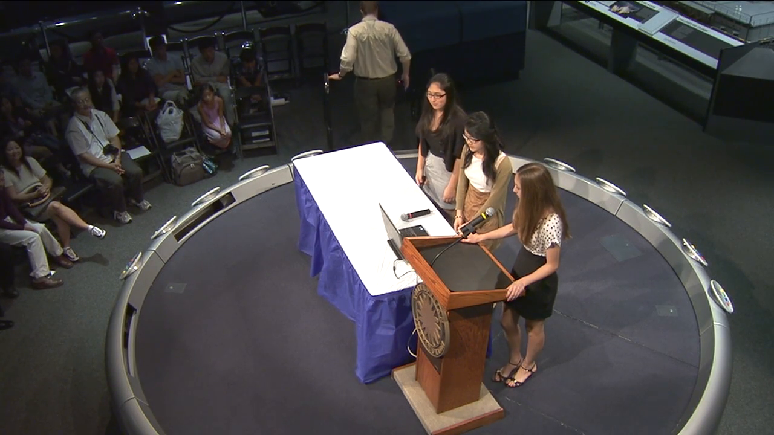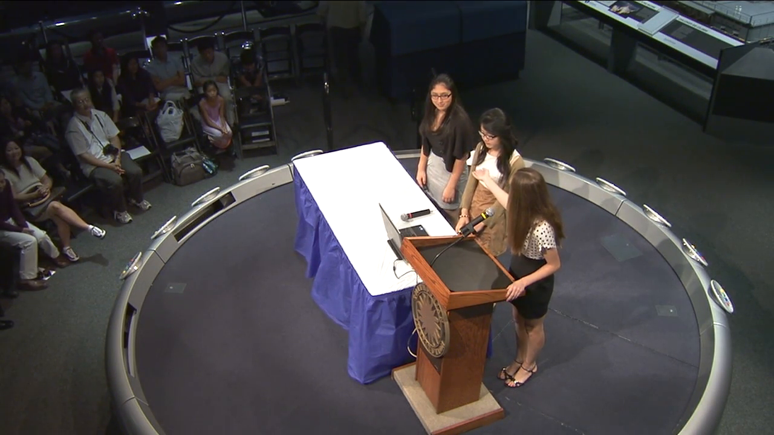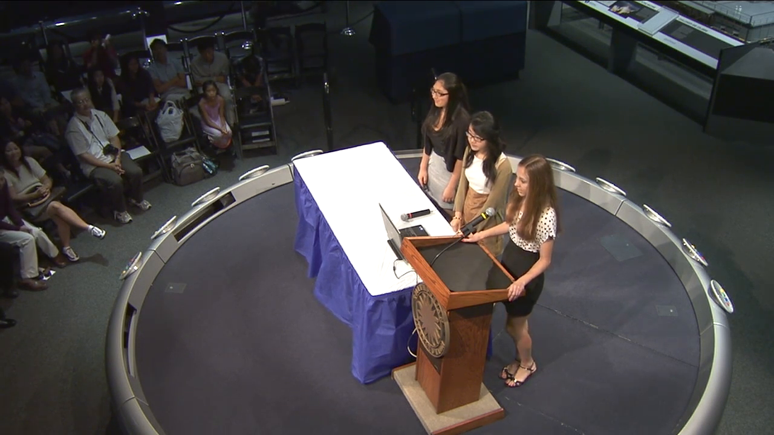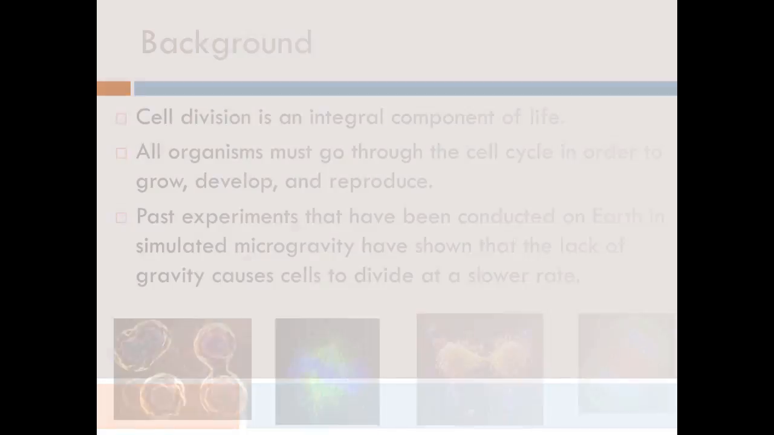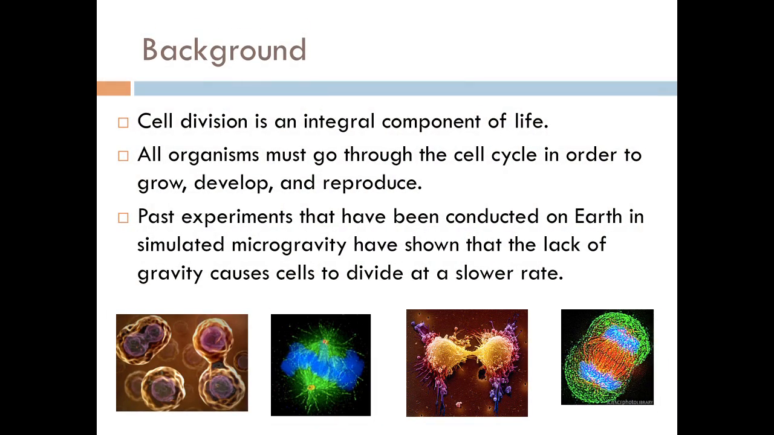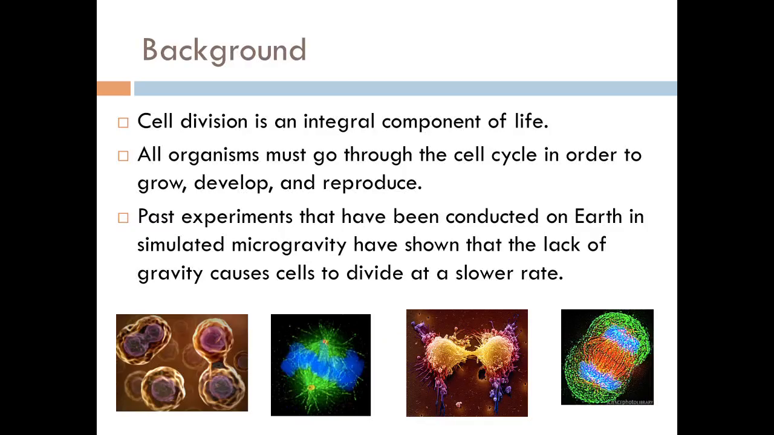My name is Kara Lucas, this is Jennifer Jang, and that's Natasha Garamani, and we did our project on cell division in microgravity. Cell division is important to life because all organisms must go through the cell cycle in order to grow, develop, and reproduce. Past experiments that have been conducted on Earth and in simulated microgravity have shown that a lack of gravity causes a slower rate of cell division.